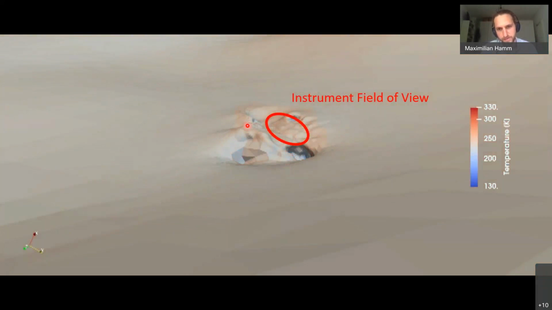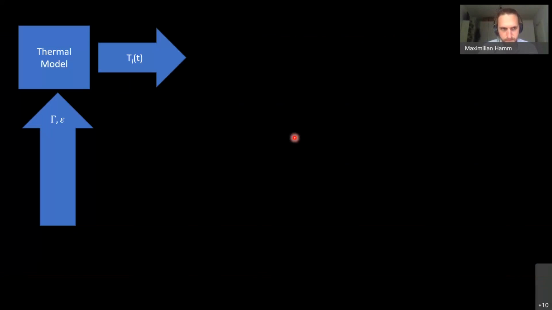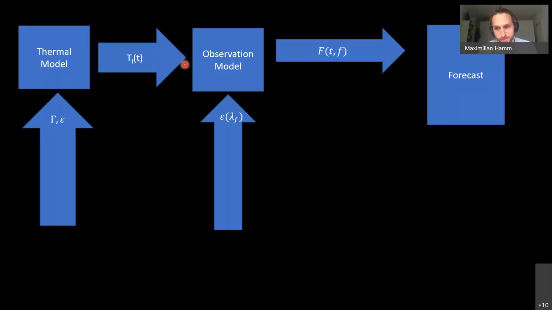So this is the boulder, a 3D model of the boulder that we observed, and this is the instrument field of view. With this thermal model, I plug in the material parameters, and I get a time-dependent temperature for each point in the surface. And I can plug these results into an observation model, which then translates this to the instrument's observation. So this instrument observes a subset of the facets of this 3D model, and integrates them into a single signal. And this observation model is known from calibration.